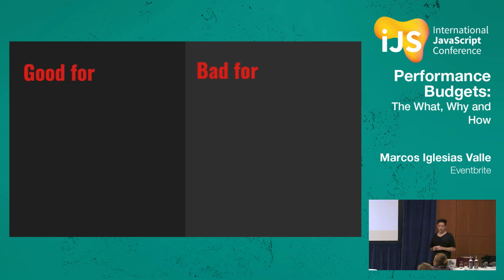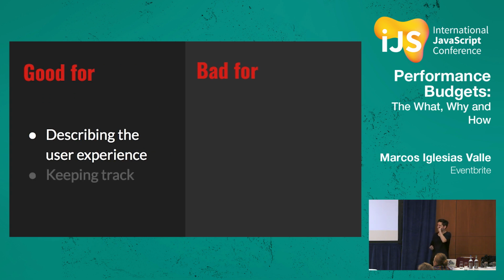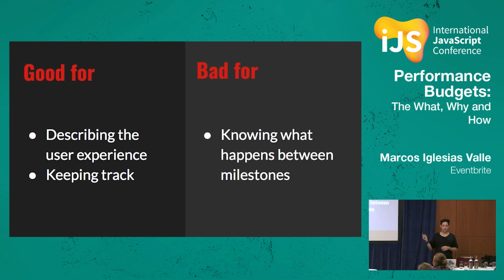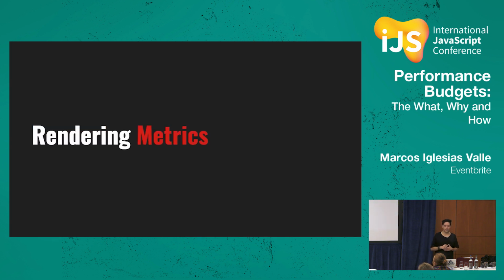These metrics do describe the user experience, and they are easy to track as well. They tell you when the milestone triggers, but that's not the whole picture. What the users see between milestones is not recorded in these metrics. And that is where the rendering metrics come in.